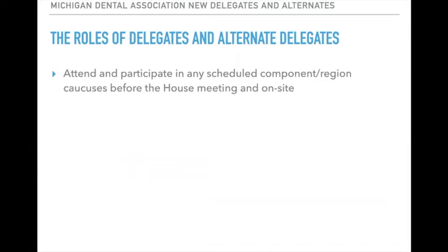Attend or participate in any scheduled component regional caucuses before the House meeting and on site. This year, the on-site will be virtually on the Sunday. And you'll see later, I've got some recommendations if you are with your component as well as with your region to go through and caucus ahead of time and ask questions ahead.